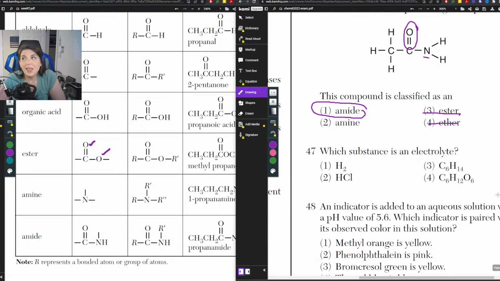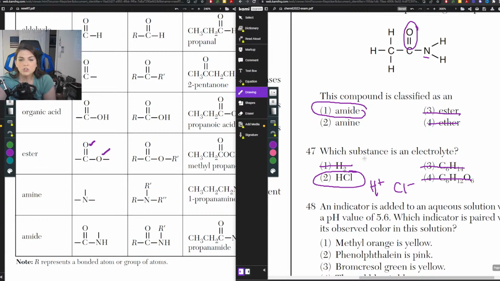Electrolytes are aqueous acids, bases, or ionic things, so acids, bases, and salts. Hydrogen has covalent bonds. This is hexane, it has covalent bonds. Glucose has covalent bonds. So does this acid, HCl, but because it's an acid, it breaks apart into ions. Water will go in and snatch it up and break it into H+ and Cl-. And that is what makes it the electrolyte, the mobile ions.